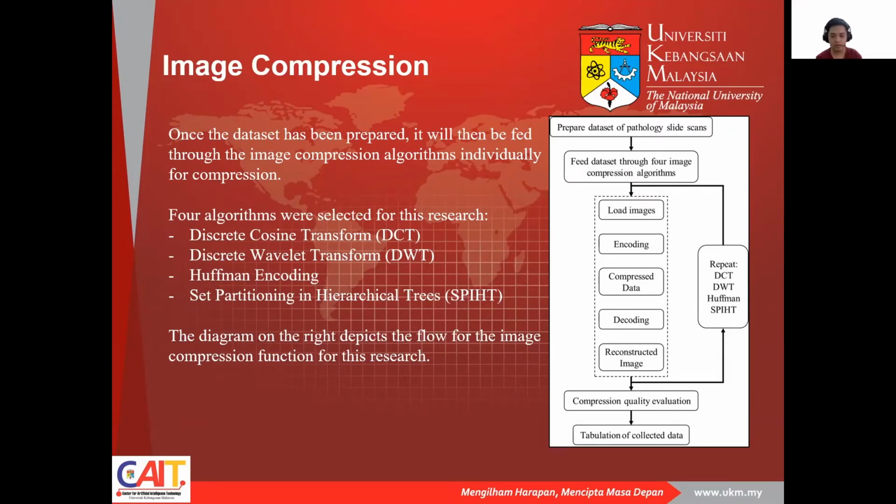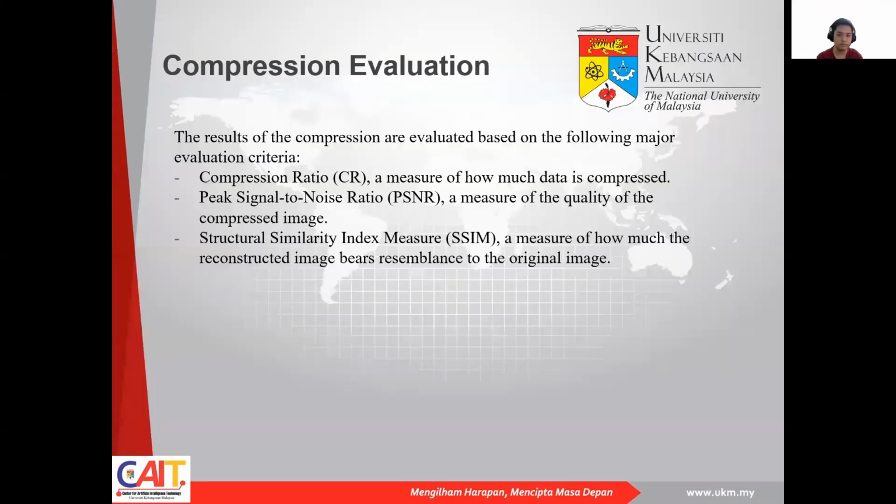Once we are done repeating all of them, the compression qualities for each compression algorithm are evaluated and the data tabulated. So how do we evaluate compression quality? The results of the compression are evaluated based on the following major criteria: compression ratio, CR, which is a measure of how much the data is being compressed; peak signal to noise ratio, or PSNR, which serves as a measure of the quality of the compressed image; and structural similarity index measure, SSIM, a measure of how much the reconstructed image resembles the original image.